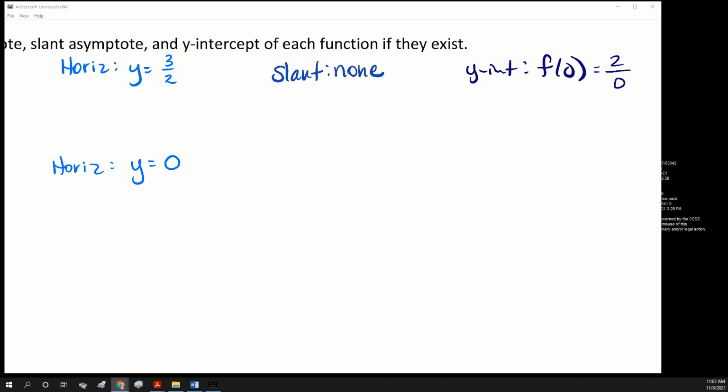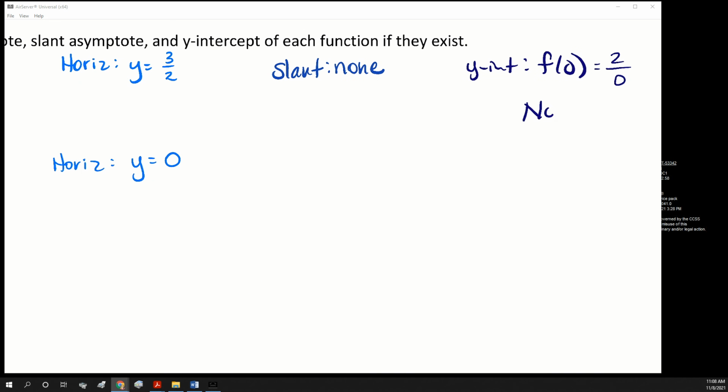Because 2 divided by 0 is undefined. That doesn't have a value. So what do you think that means about the y-intercept? It's 1? It's 0? There is not one. We would just say none. If it's something that's undefined, it means basically that it doesn't exist.